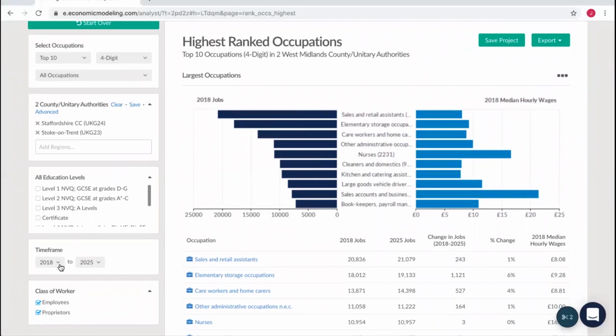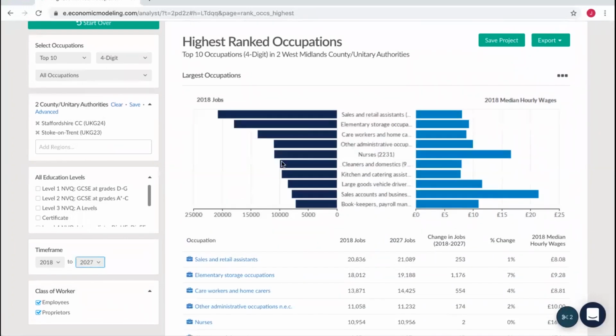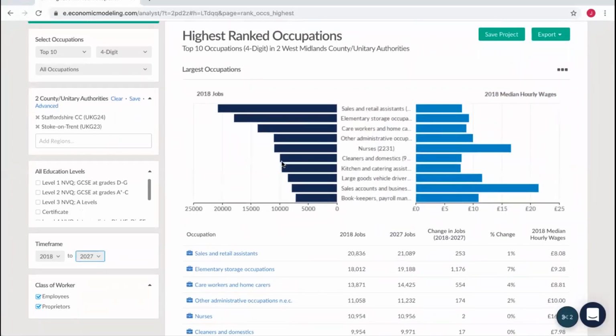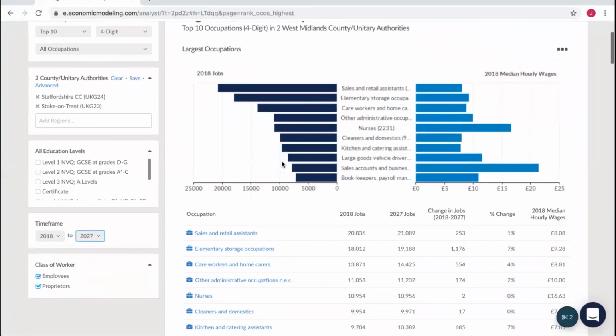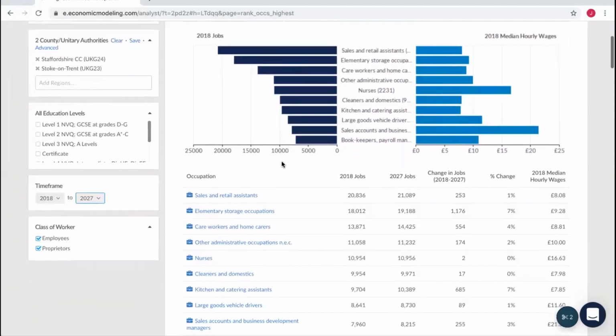I'm going to change the time frame to project out to 2027. Let me get the chart and some of the data on the screen there. We can see that the largest occupations are sales and retail assistants, elementary storage occupations, and care workers and home carers.